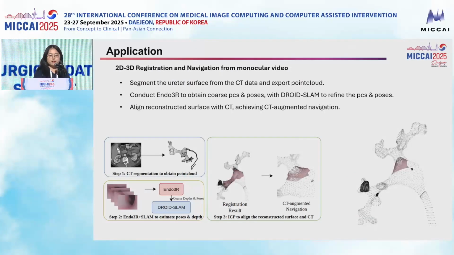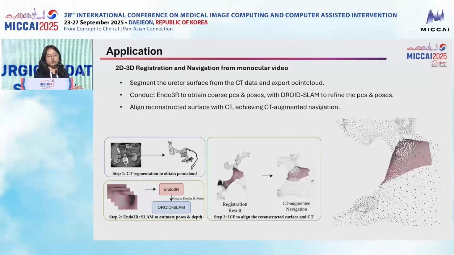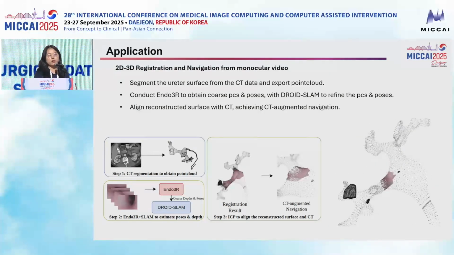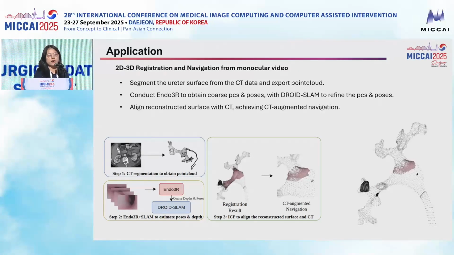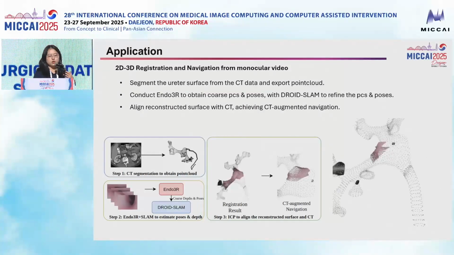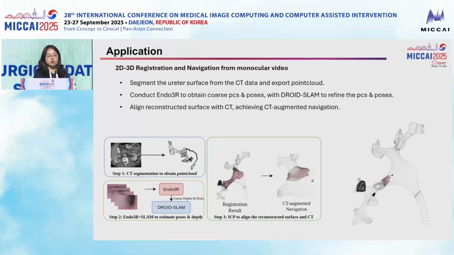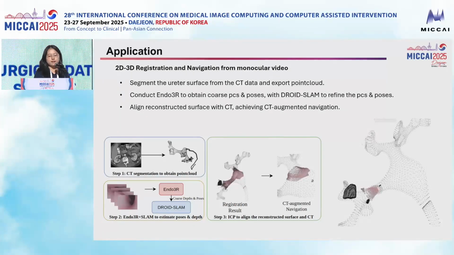And we also apply our method to some downstream tasks like 2D-3D restoration and navigation from monocular video. So here we have first used the CT model to extract some ground truth point clouds, and also use the rendered images as input to Endo3R to predict some poses and point clouds, and then use LabelMe to achieve global bundle adjustment to enhance the accuracy. And then finally, we can achieve this CT-augmented navigation performance to align our reconstructed result surfaces with the CT very tightly.